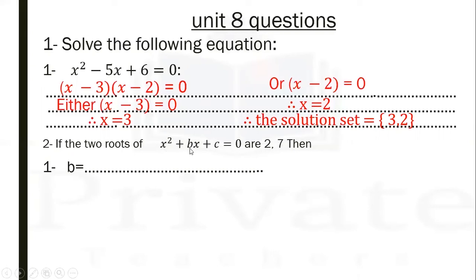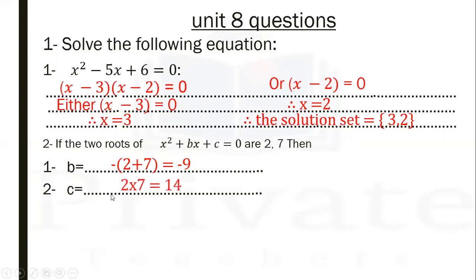So there is a rule for b, which is the sum of the two roots by a negative sign, or we can say minus the sum of the two roots. So the sum of the two roots, 2 plus 7 is 9, and we put a minus sign to it. To find c, c is the multiplication of the two roots. 2 times 7 is equal to 14. So to find b, minus or negative the sum of the two roots. To find c is the multiplication of the two roots directly.